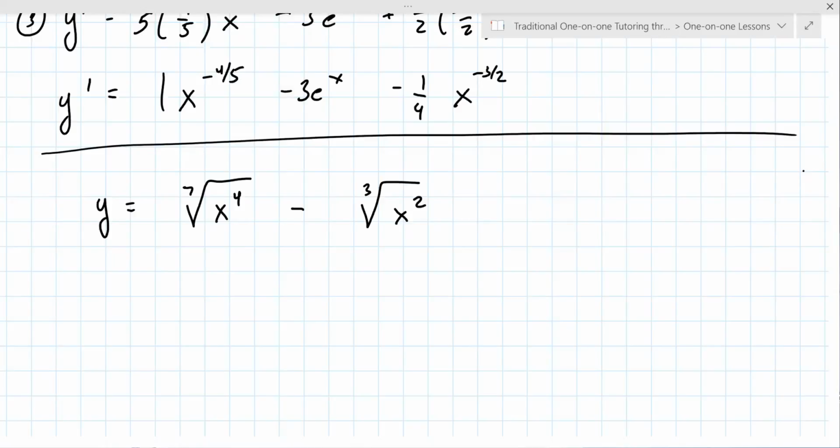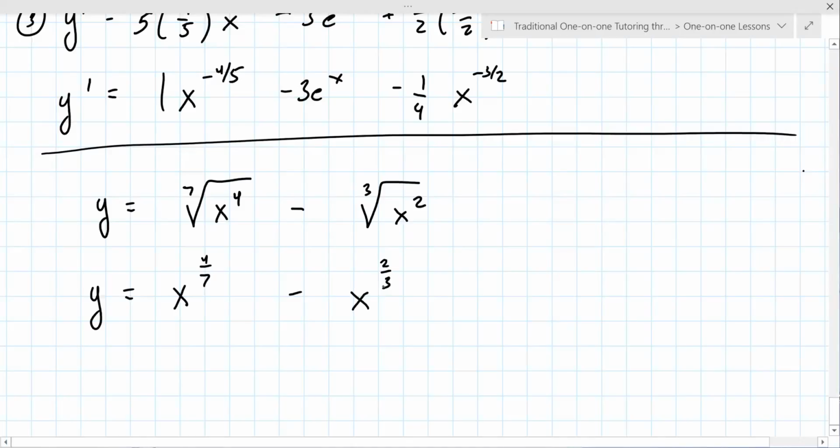There's no number beside the square root, so this is just x to the 4/7. So I could just put x. Okay. Yes. 4/7 minus.